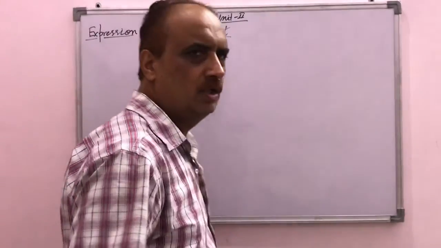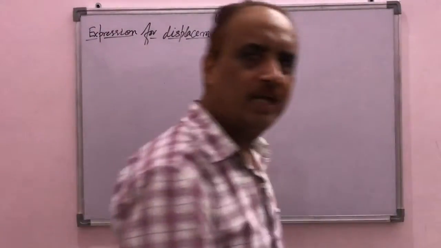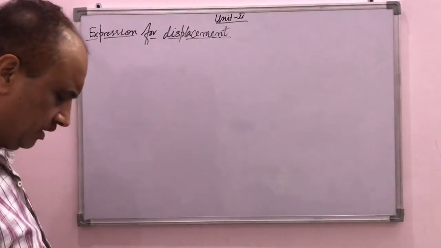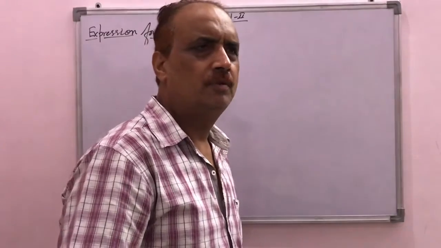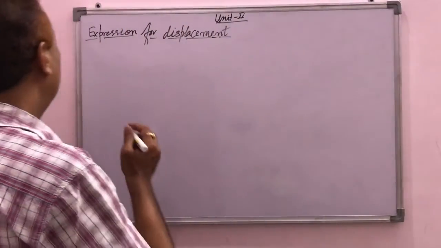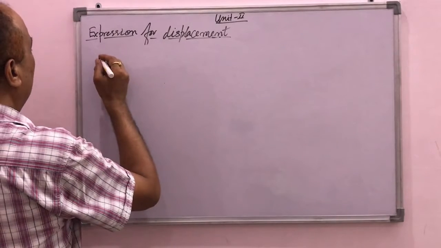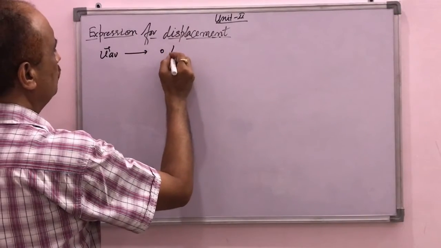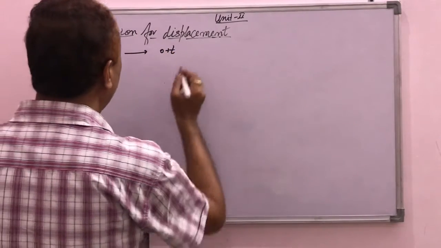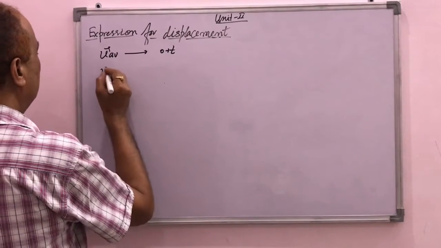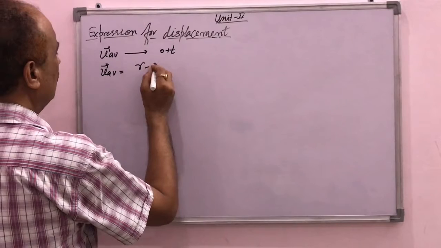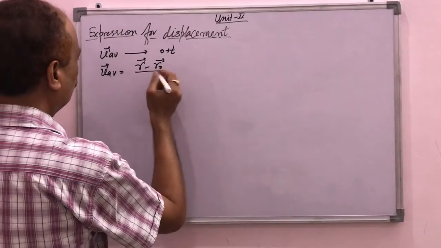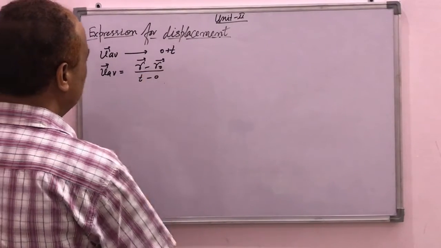Okay, now in this video we will discuss the expression of displacement. For the expression of displacement in terms of vector notation, we have to start from the average velocity. Let the average velocity V average in a given interval of time from 0 to t be written as V average equal to R minus R naught vector divided by time t minus 0.